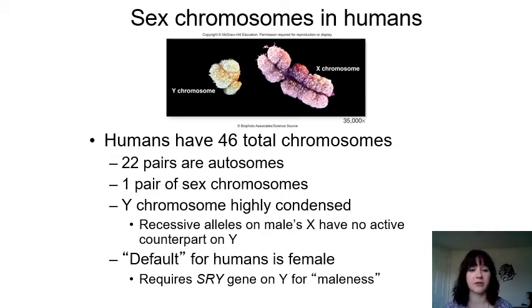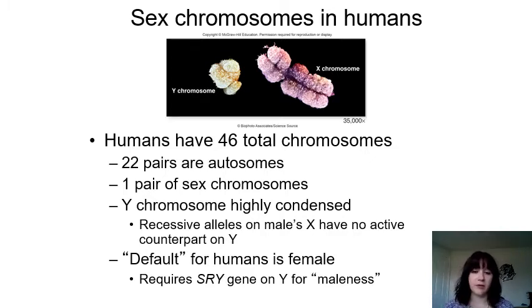Now, the sex chromosomes are a little bit different, as you can see by this picture. They are very different in shape and length, and they do not have all the same genes on both. So the Y chromosome, you can see it's highly condensed. We'll talk about some genes that are missing on the Y chromosome, as well as on the X.